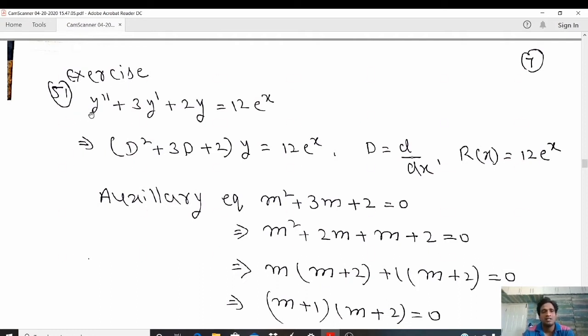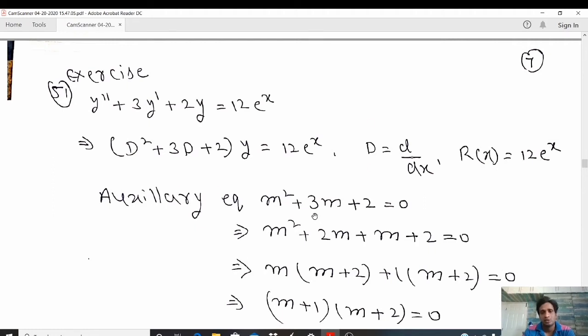Now I am writing y double dash as D square, where capital D is equal to d by dx. Then y double dash will be D square, y dash will be D. So the problem I am rewriting as D square plus 3D plus 2 into y is equal to 12 e power x. Here r of x is equal to 12 e power x, which is used to find a and b values. Now the auxiliary equation, just replacing m instead of D.